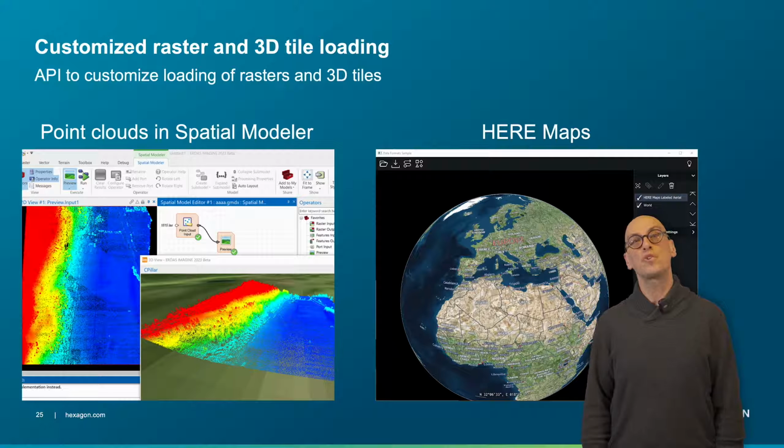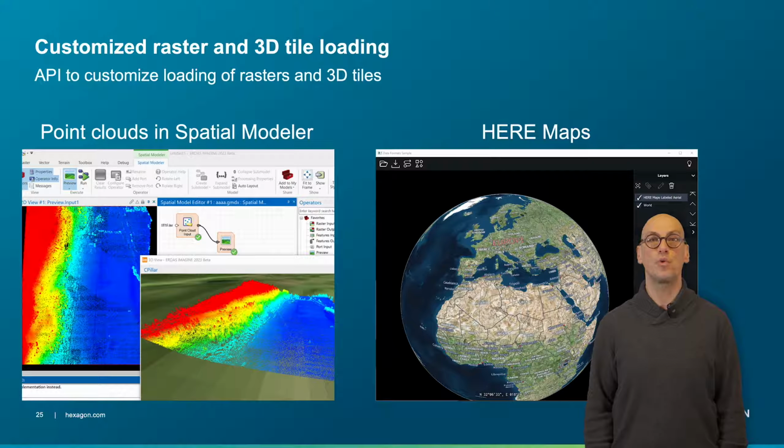Next to that, we also added API to customize the loading of raster and 3D tile data. This allows you to change how data is loaded into Luciad CPLR, to implement your own raster model, and so on. The examples on the screen show how Luciad CPLR was used to load point cloud data directly from Hexagon SIG's spatial modeler instead of loading it from the file system or a web server. And in the samples you can see how the custom raster model API is used to load heat maps data in Luciad CPLR.